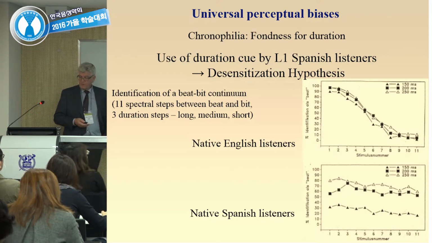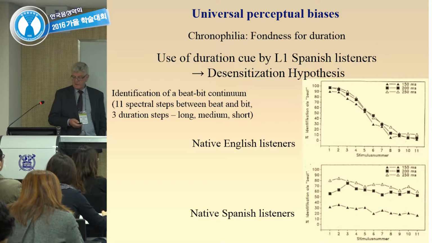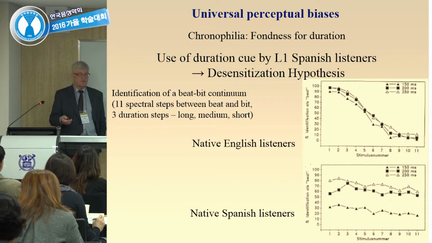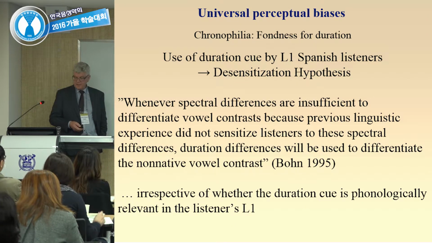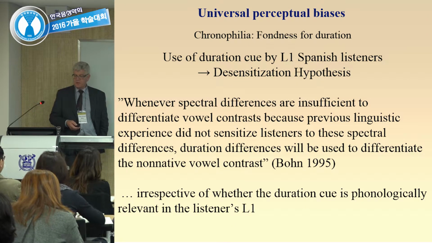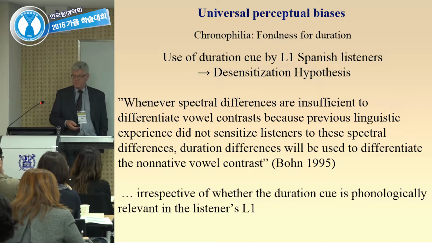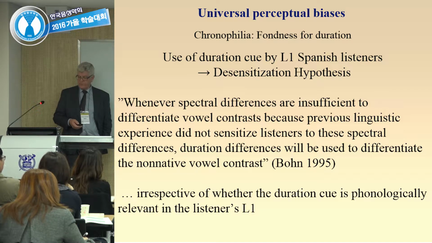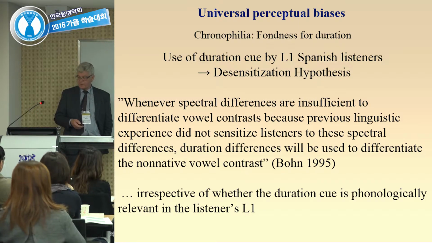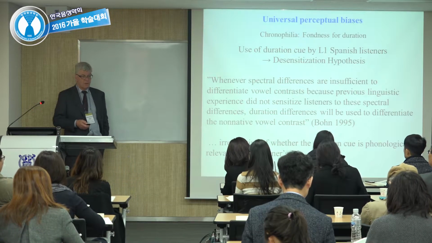So chronophilia, the use of duration by native Spanish listeners, led to the formulation of the desensitization hypothesis. You saw this before, okay, where we said, where does this come from? Native Spanish speakers don't have duration in their native language. Why would they use duration to differentiate English E and I? So my desensitization hypothesis sounds like this. Whenever spectral differences are insufficient to differentiate vowel contrasts, because previous linguistic experience did not sensitize listeners to these spectral differences, like E and I for native Spanish speakers, duration differences will be used to differentiate the non-native vowel contrast, irrespective of whether the duration cue is phonologically relevant in the listener's L1 or not. Okay?